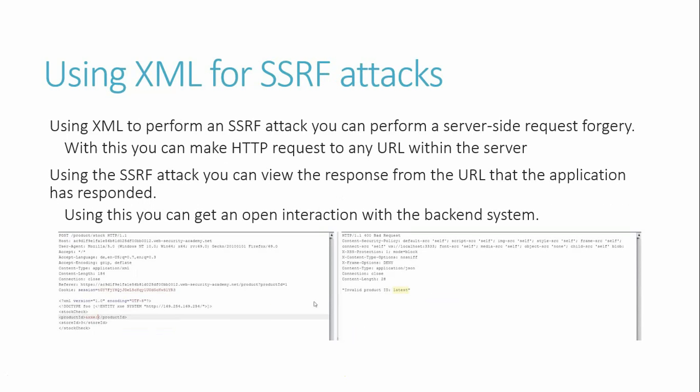So the next one would be using XML for SSRF attacks. Using XML to perform SSRF attacks, you can perform server-side request forgery, and you can make HTTP requests to any URL within the server. Using SSRF attacks, you can view the responses from the URL that the application has responded to, and you can also have open interaction with the back-end systems. You get really in-depth, and you can cause a lot of trouble with this because you can get a lot of information, and you can also see how everything is processing and running.